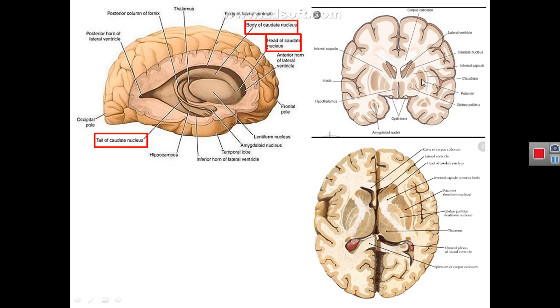external capsule because the lentiform nucleus has a most lateral part which is the putamen, and the globus pallidus, so the external capsule lies between the putamen, or between the lentiform nucleus medially, and the claustrum laterally.